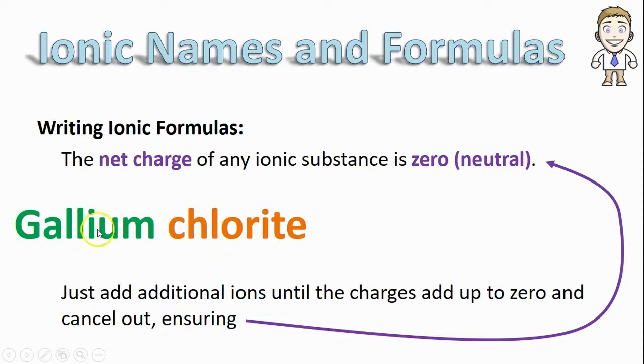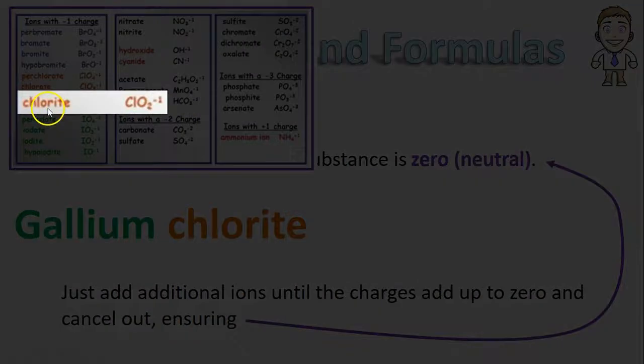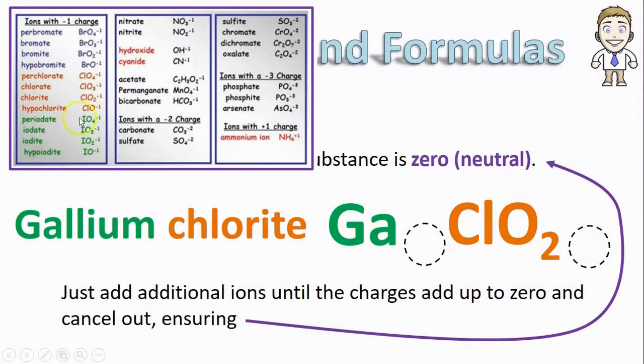Now let's try to write a formula for gallium chlorite. First thing we want to do is write the symbols for each ion, but with one problem. I see an ITE ending. That means I've got a polyatomic ion. So before I can write that symbol, I probably have to go to a reference sheet and look it up. Chlorite is ClO2. So I write Ga for gallium and ClO2 for the chlorite.